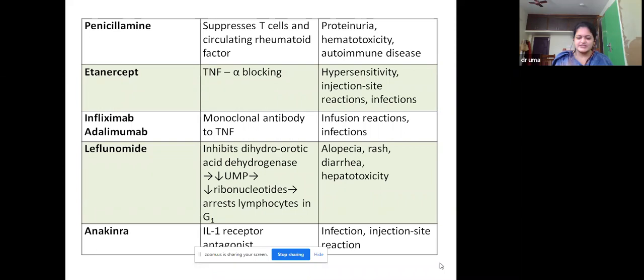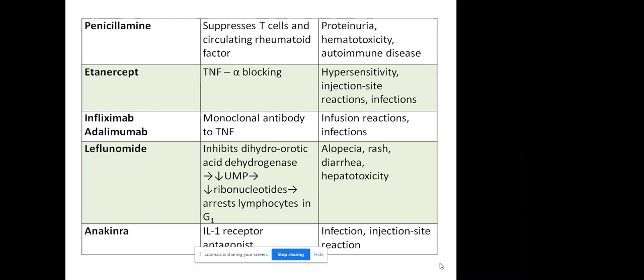This is a commonly asked question. The drug which acts by inhibiting dihydroorotic acid dehydrogenase is leflunomide. It causes arrest of lymphocytes in G1. The side effects are alopecia, rash, diarrhea, and hepatotoxicity. Anakinra is a drug which acts as an interleukin-1 receptor antagonist. The main adverse effects are infection and injection site reaction.